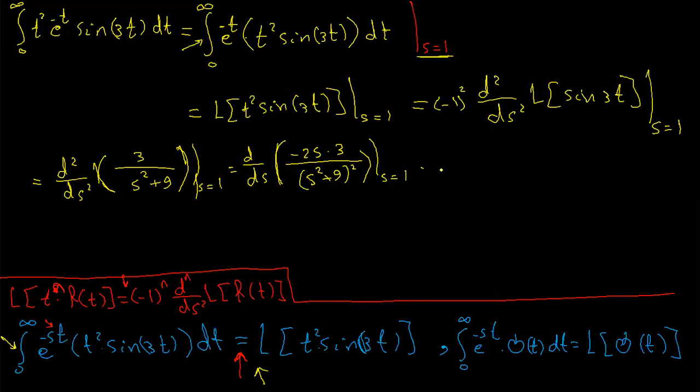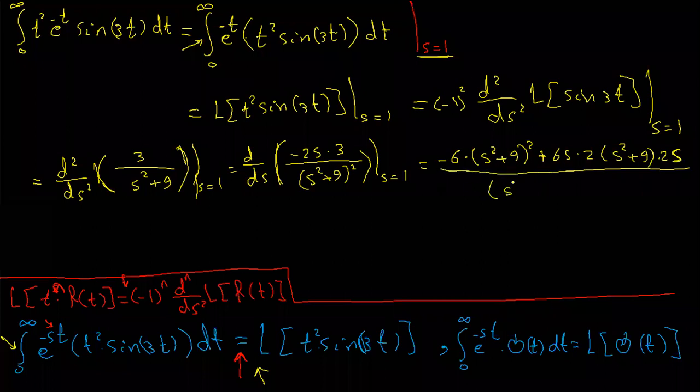Equal. Now the second derivative. It will be negative 6 here, because 2 times 3, times the same bracket, s squared plus 9, all squared, minus, and it's a plus 6s times the derivative of the bracket down, which is 2 times s squared plus 9 times 2s, divided by s squared plus 9 all to the power 4. Don't forget that your s is 1.